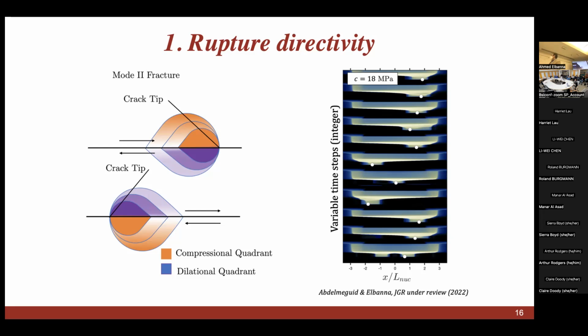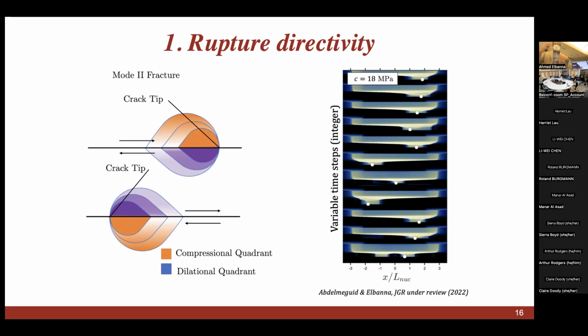In these plots, which we're going to talk about a lot today, the horizontal axis represents position along the fault, normalized by the nucleation length, and the vertical axis describes simulation time steps. The contours that I will be showing later represent slip rate on the fault surface. And these dots represent where the rupture starts. So the different shades represent different amplitudes of slip rate as the rupture propagates.